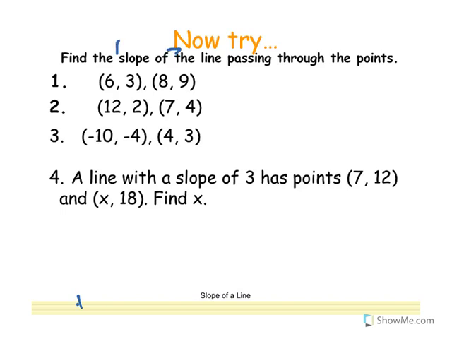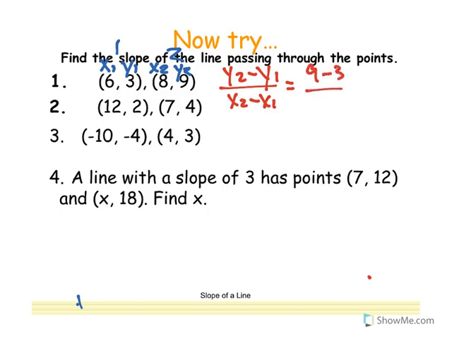So if this is coordinate 1 and coordinate 2, and I'm going to keep these the same for all of them, I'm going to use x1, y1, and x2, y2 here. My formula is y2 minus y1 over x2 minus x1. So for the first one, we get 9 minus 3 divided by 8 minus 6, which is going to be 6 halves, which is 3.